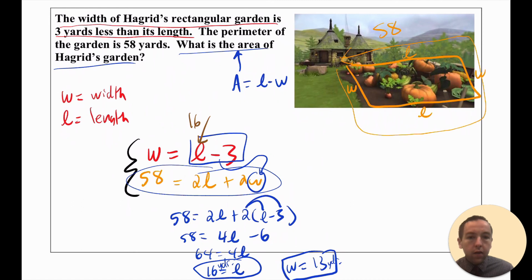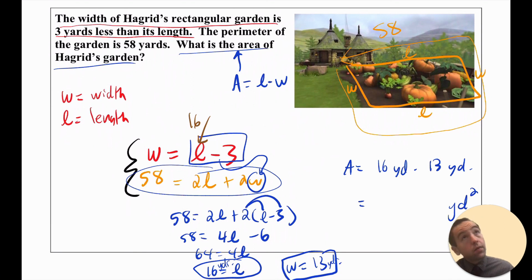And so to finally finish this problem, it's asking for what the area of the garden is. To get the area, we're going to have to take 16 yards and multiply it with 13 yards. Of course you're going to get units that are in square yards, since we're dealing with area, and 16 times 13 is going to yield us 208.